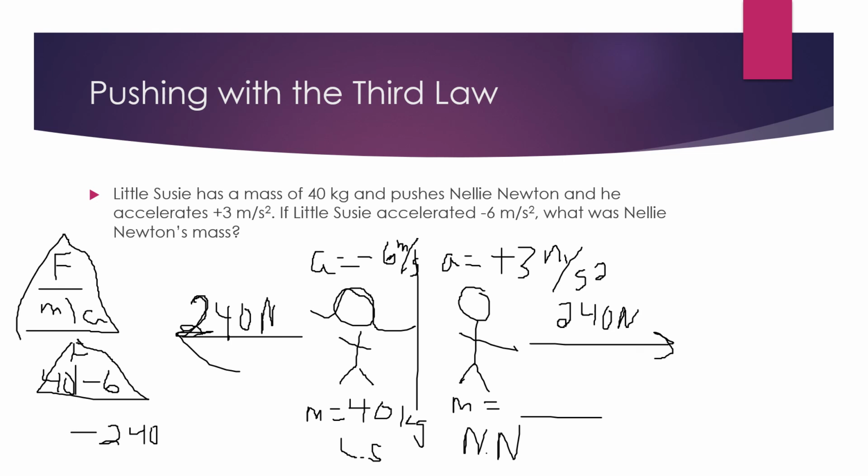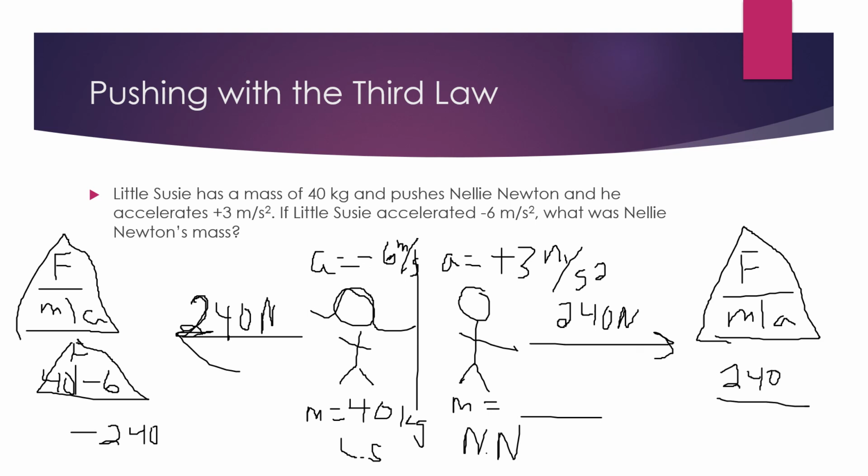And now, for the last step, I can just FEMA with his information to get the mass. The force is 240. The acceleration is 3. 240 divided by 3 is, of course, 80. He has a mass of 80 kilograms.